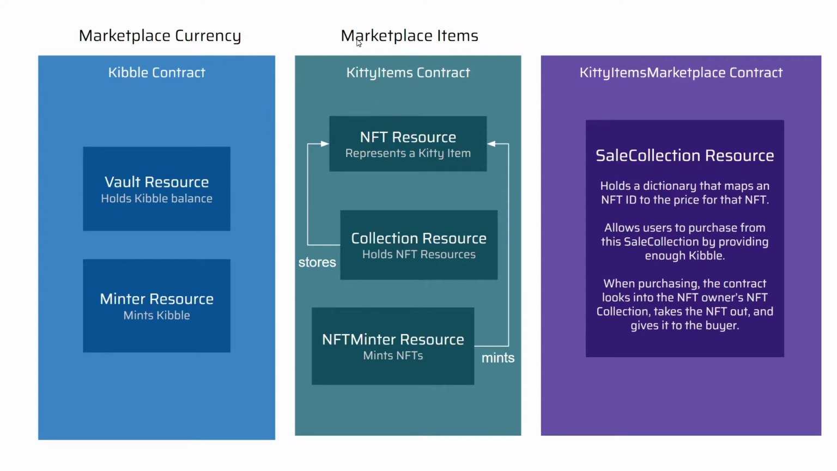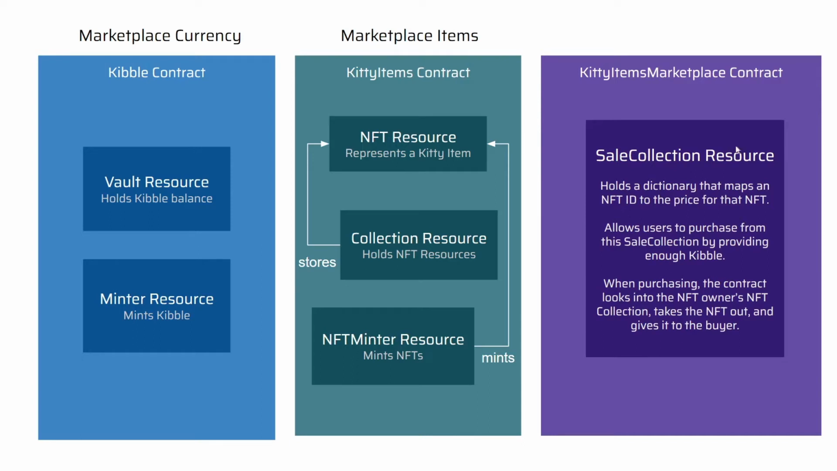So KittyItems, which are the marketplace items or the value here, has 3 main things as well: an NFT resource that represents a KittyItem, so we will use NFT and KittyItem interchangeably; a collection resource that holds KittyItems or NFTs, so it stores NFTs; and then an NFT minter resource that mints NFTs, so this will mint the KittyItems or the NFT resource. And then lastly, this is our marketplace, the KittyItemsMarket contract, and this has 1 main thing, and it's called a sale collection resource.